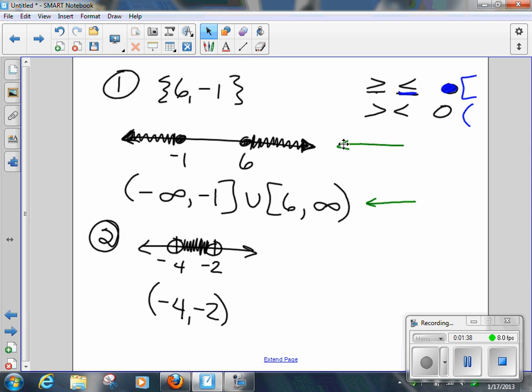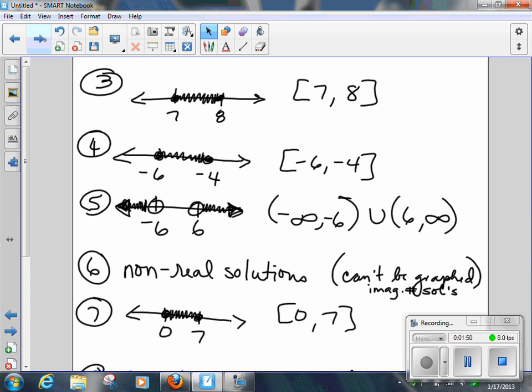Number 2 is an open circle in the middle, and we have the interval notation -4 to -2, and it's with parentheses, okay? Everybody good with that one? Number 3. I'm going to hush and let you look at this for a moment. I'm going to pause because there's nothing I need to say here. I'll move it in just a moment.